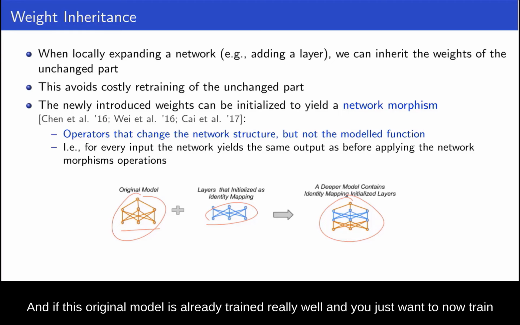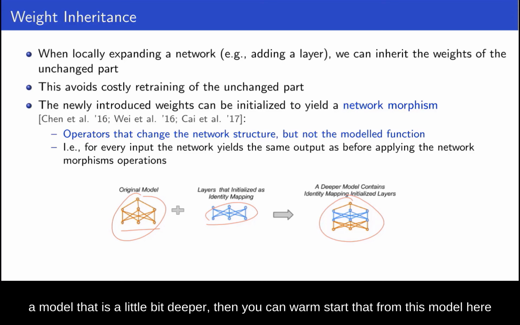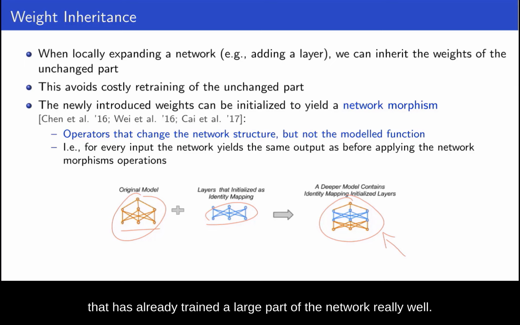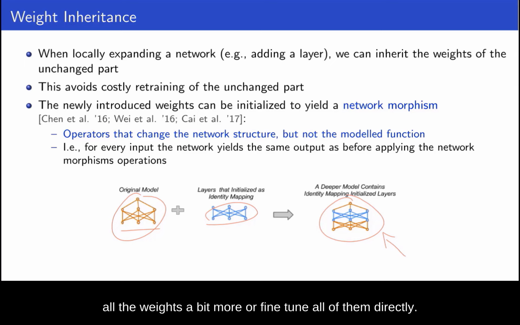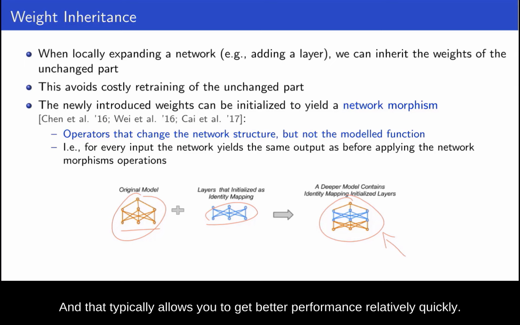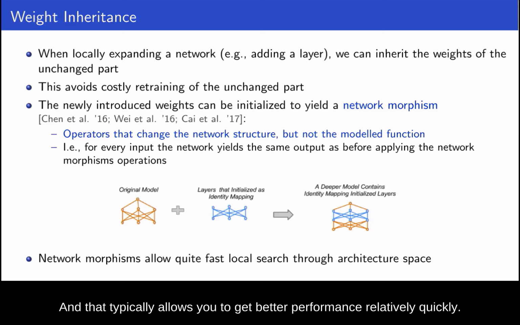And if this original model is already trained really well and you just want to now train a model that is a little bit deeper, then you can warm start that from this model that has already trained a large part of the network really well. And you could then, for example, first train the blue weights a little bit and then train all the weights a bit more, or fine tune all of them directly. And that typically allows you to get better performance relatively quickly.